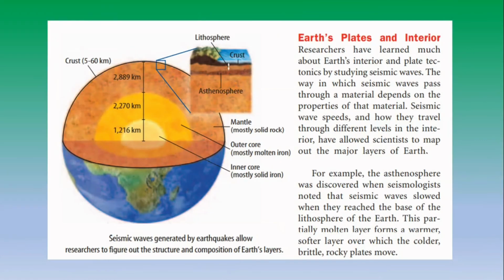Earth's plates and interior. Researchers have learned much about Earth's interior and plate tectonics by studying seismic waves. The way in which seismic waves pass through a material depends on the properties of that material. Seismic wave speeds and how they travel through different levels in the interior have allowed scientists to map out the major layers of Earth. For example, the asthenosphere was discovered when seismologists noted the seismic waves slow when they reached the base of the lithosphere of the Earth. This partially molten layer forms a warmer, softer layer over which the colder, brittle rock plates move.